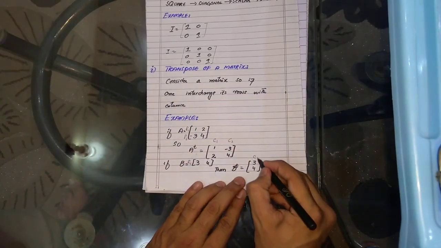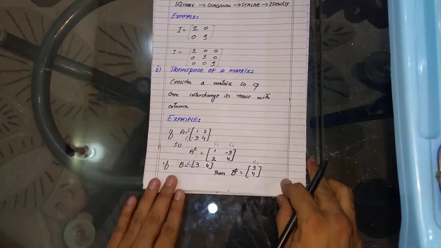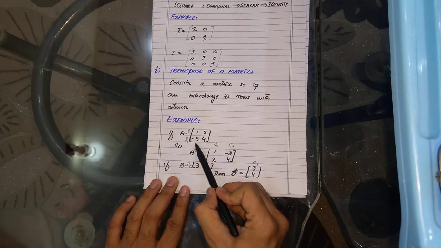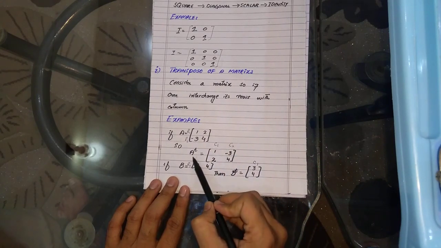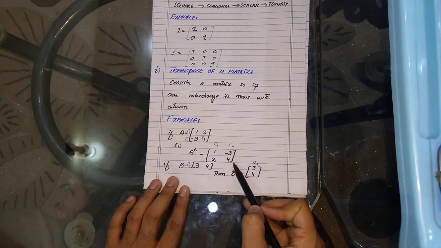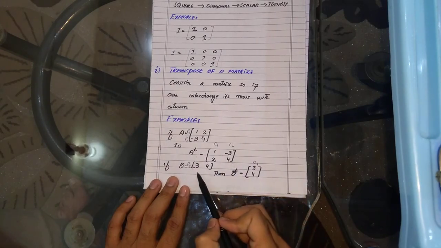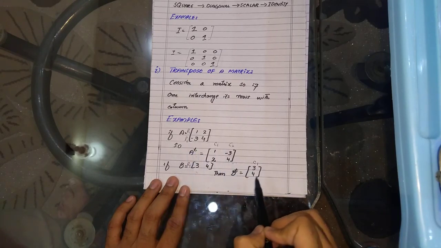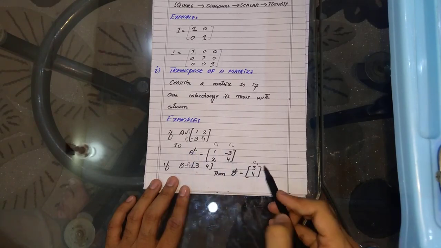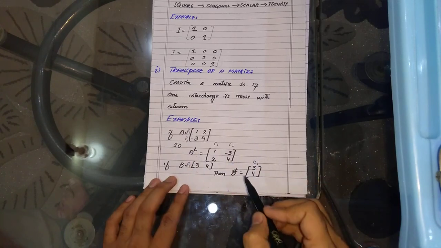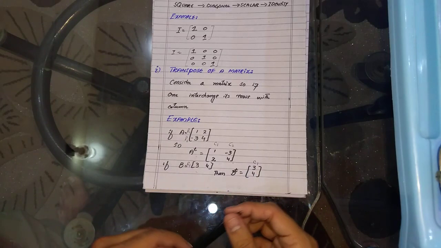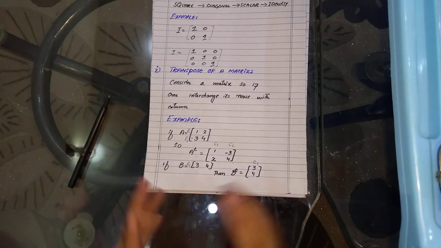Now, what is the impact of transpose on the matrix? On square matrix, it will have no impact because the order of this matrix was 2 by 2. After taking transpose, its order was also 2 by 2. Look here. The order of this matrix is 1 by 2. By taking transpose, it becomes 2 by 1. So we are interchanging rows with column and column with rows, and this is called transpose of the matrix.